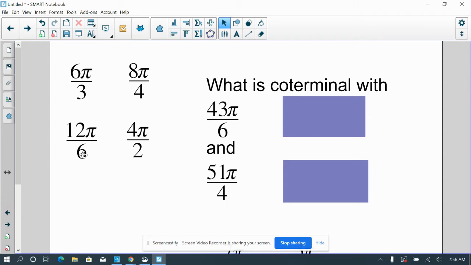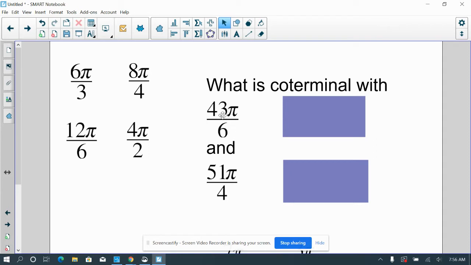So 12 pi over 6 is a whole circle, 4 pi over 2. All 4 of these fractions, they all equal each other. They all equal 2 pi. So they're an entire circle, one full circle. So how we can use these to find coterminal angles. What is coterminal with these two?